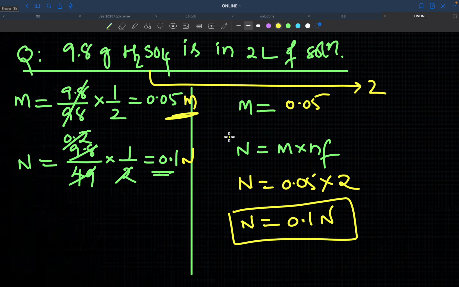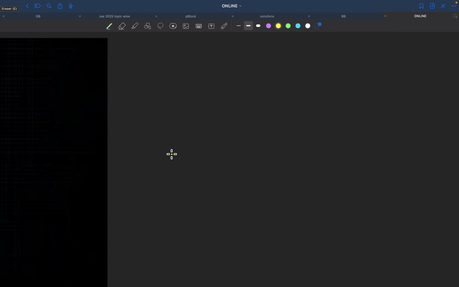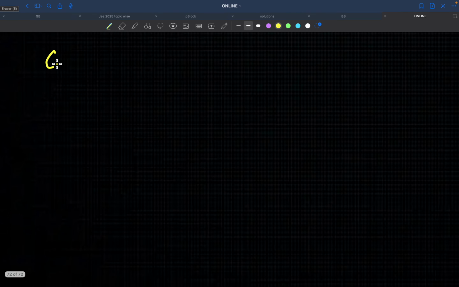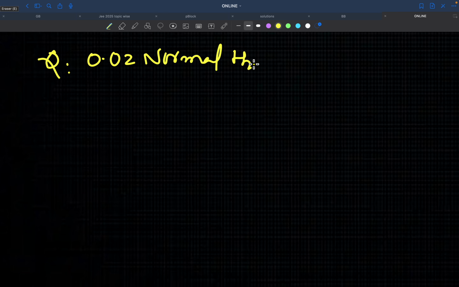If you know this formula, you can calculate it. Otherwise, for example, I give you this: how do you do it? 0.02 normal H2SO4 solution.